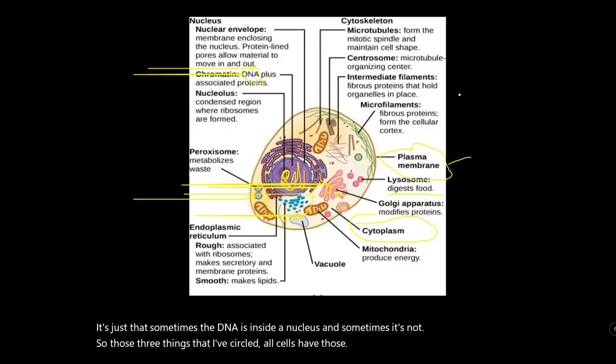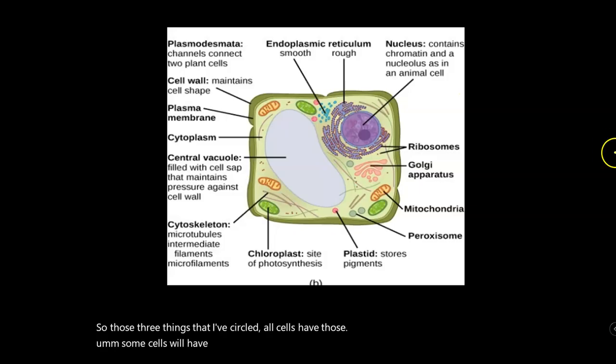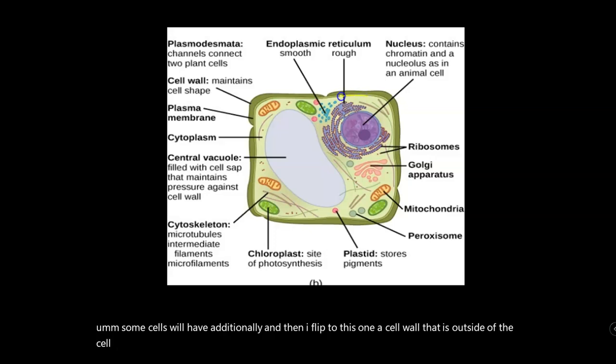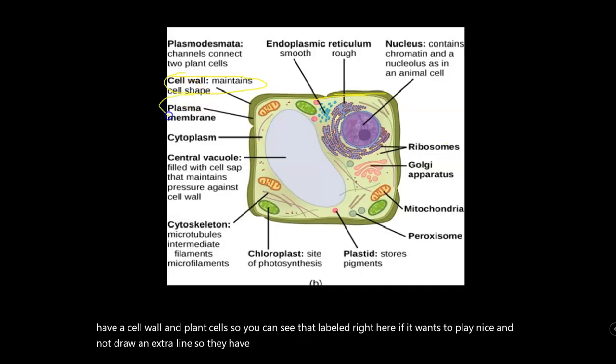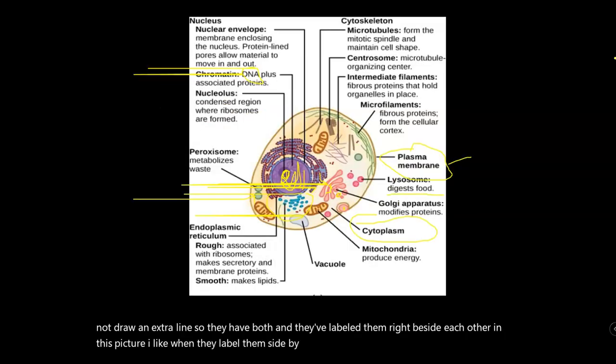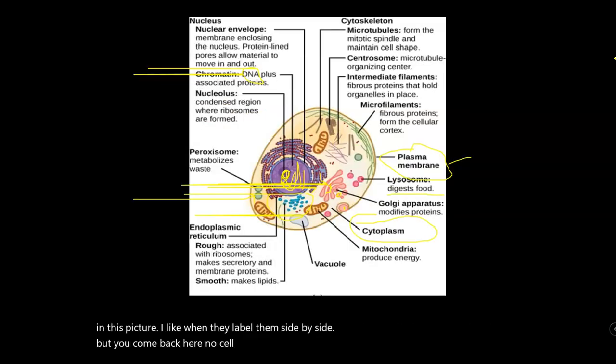Some cells will have additionally, I'm going to flip to this one, a cell wall that is outside of the cell membrane. So this thin green line inside is the plasma membrane. Outside of that, we also have a cell wall in plant cells. So you can see that labeled right here. They have both, and they've labeled them right beside each other in this picture. I like when they label them side by side. But you come back here, no cell wall. That's one big difference between animal cells and plant cells.